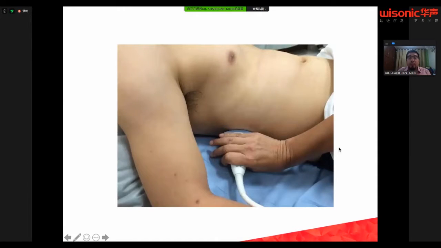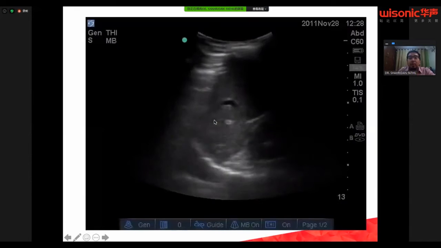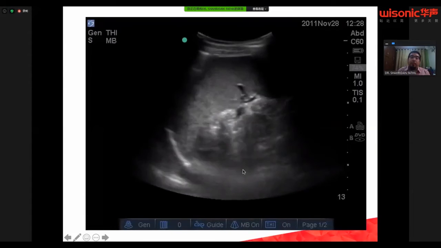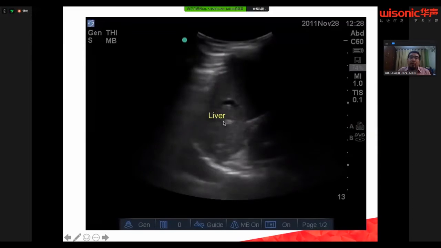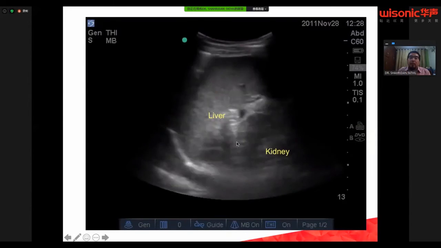So technically, we are looking at the lower zones. And this is what we are interested to look for. This is actually a FAST view, or part of the FAST view. We look at the liver and the kidney, and this is the Morrison's pouch.